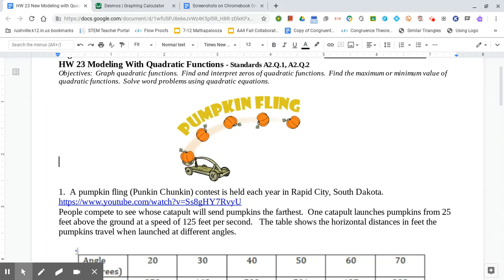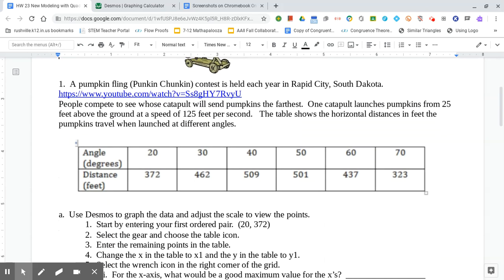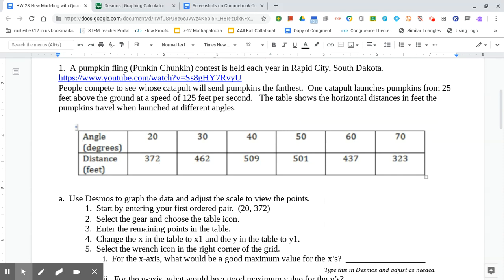And so, what we do with modeling data is we actually look at a scenario. So, we are looking at some data points that are collected by just watching something happen. In this case, we are going to look at two variables that might relate to this pumpkin chunkin contest. That might be the angle a pumpkin is released and how far the pumpkin ends up flying. So we have some data points that involve angle measures of 20 through 70, counting by tens, and then various distances that the pumpkin flies through the air.